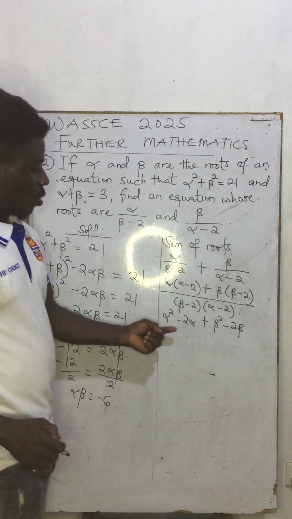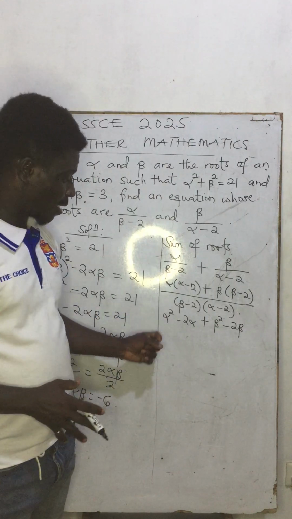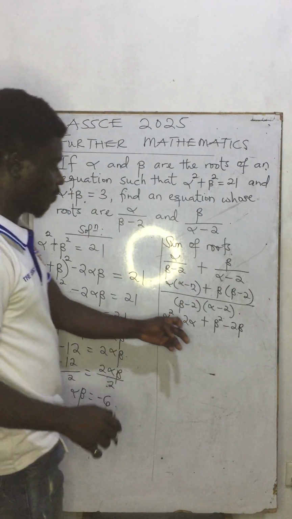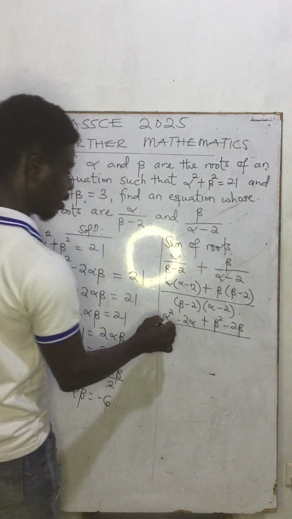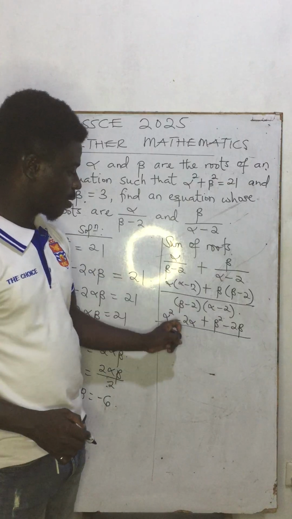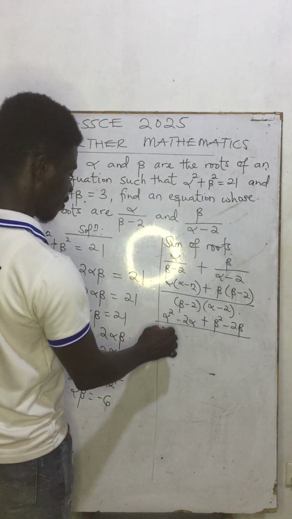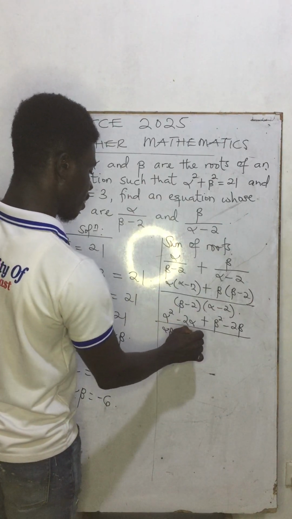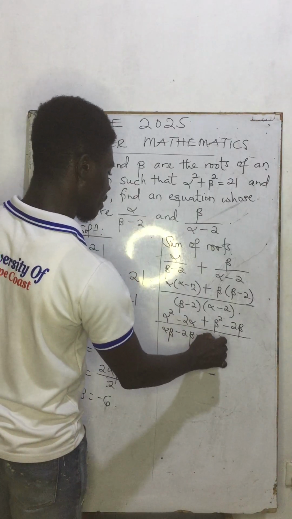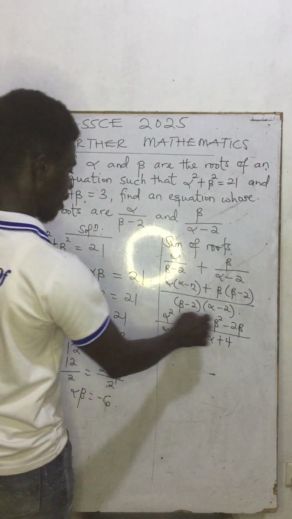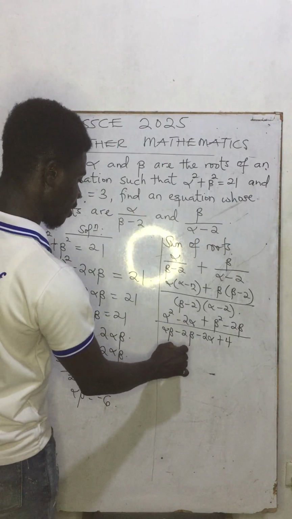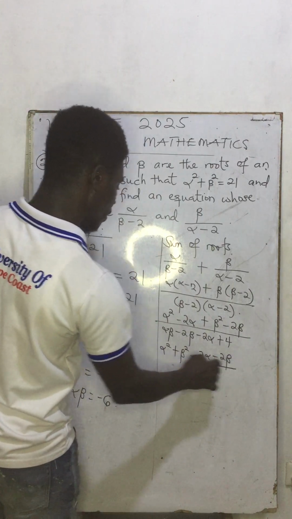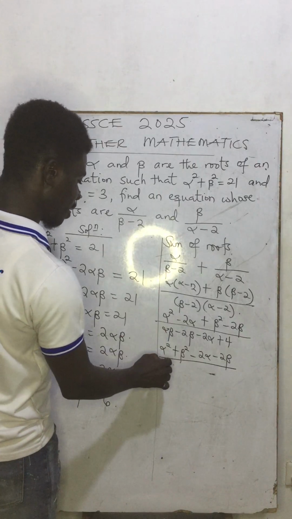We group like terms here, alpha squared and beta squared. When you group them together, we can get a relation for that, and minus 2 alpha, minus 2 beta. So here, we can expand the denominator. Beta times alpha is alpha beta. Beta times minus 2 is minus 2 beta. Minus 2 times alpha is minus 2 alpha. Minus 2 times minus 2 is plus 4. Now we group alpha squared plus beta squared minus 2 alpha minus 2 beta all over alpha beta here.